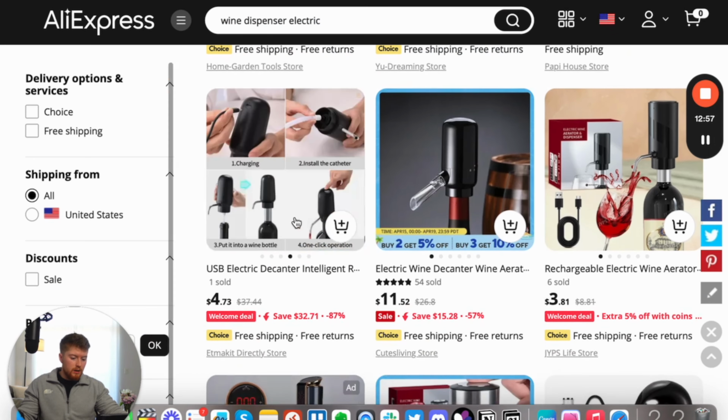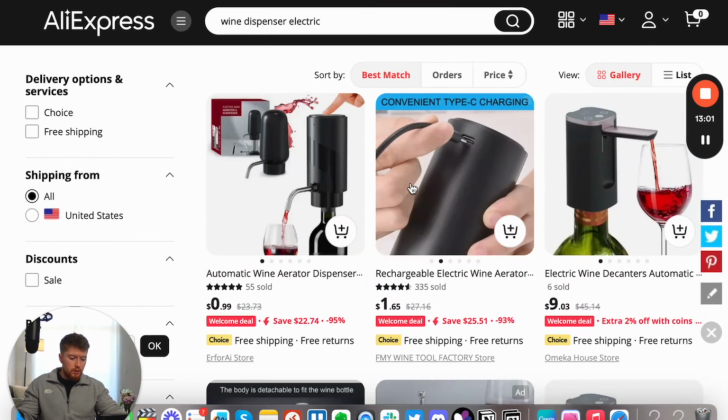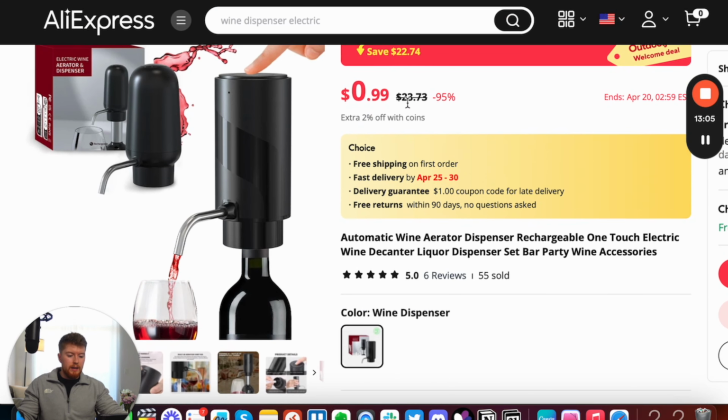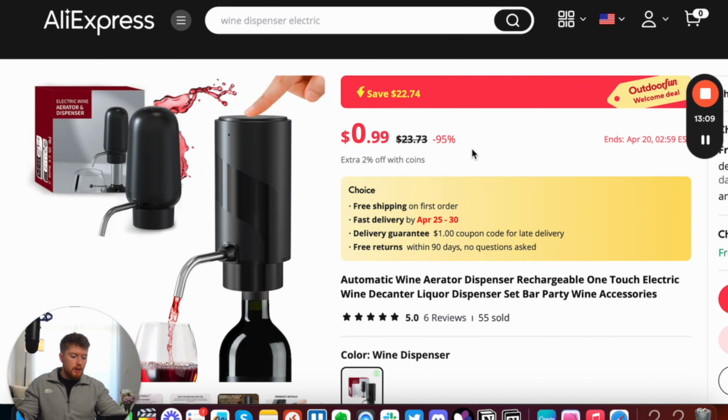So you can see here we've got some pretty cheap options. If we go to, let's check out this option here. It's not actually 99 cents, don't get fooled by that. So this is actually looking to be about 20 bucks.